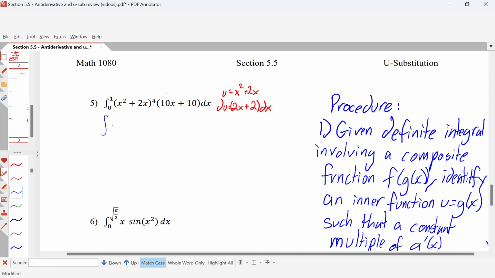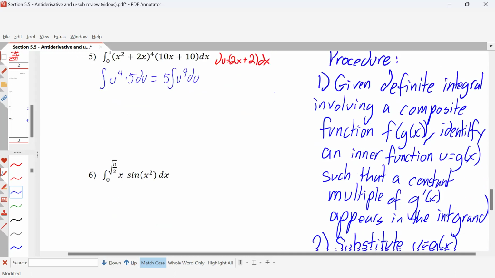So x squared plus 2x is u. 10x plus 10 was 5 times 2x plus 2. So this whole thing is 5 times du. Also, 5 integral u to the 4th du.